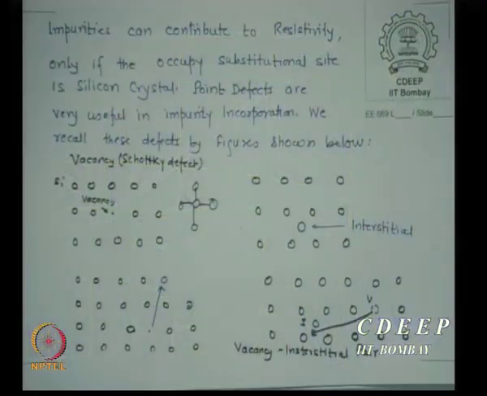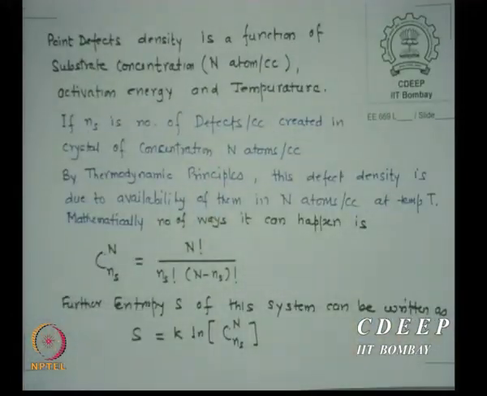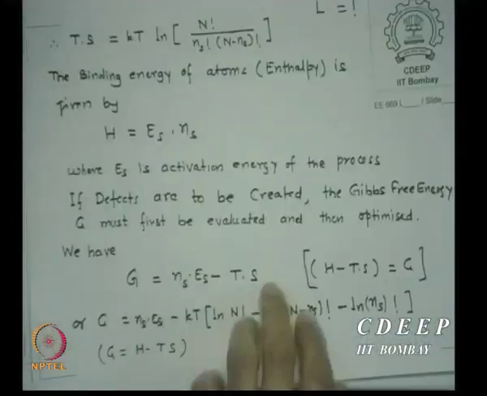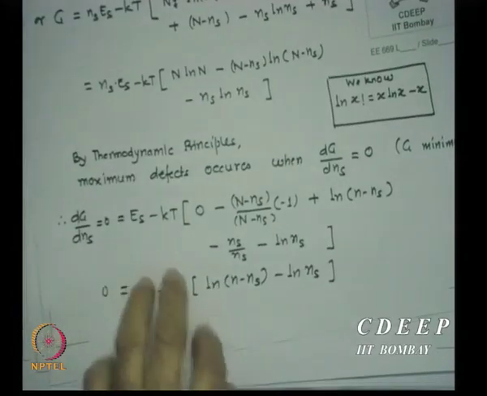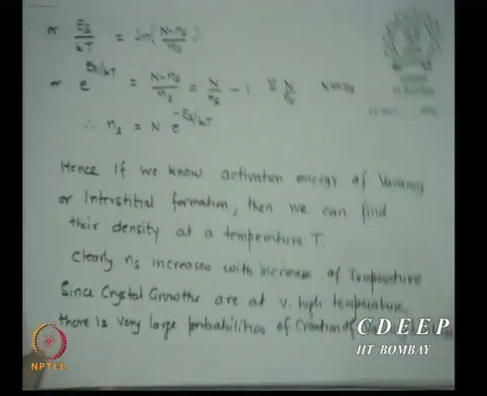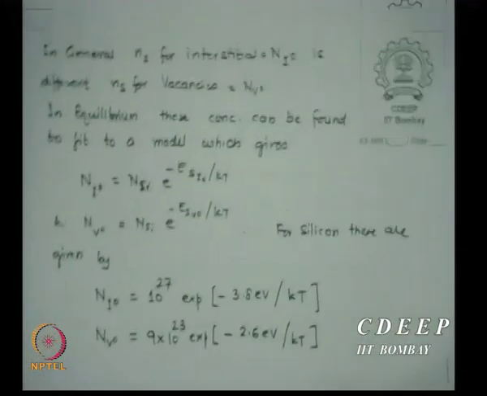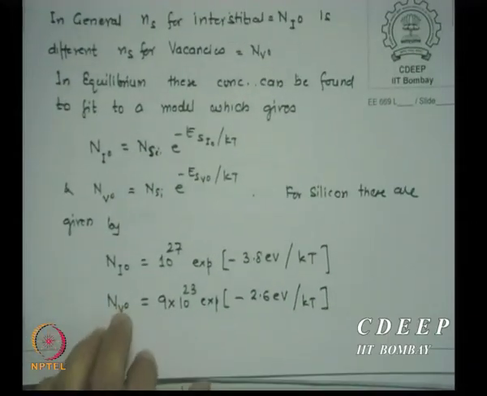Okay, so let's go. We were looking at how impurities contribute to resistivity. We have seen this last time. I just want to quickly go through what we did. We calculated the available substitutional or interstitial impurities using thermodynamics, and we said that these are available as N e to the power minus Es by kT, where N is the number of atoms available in the lattice per cc. And then we also said if it is interstitial, we declared it Ni0.